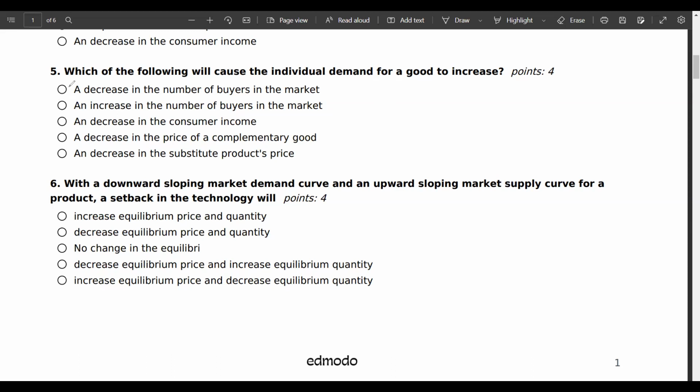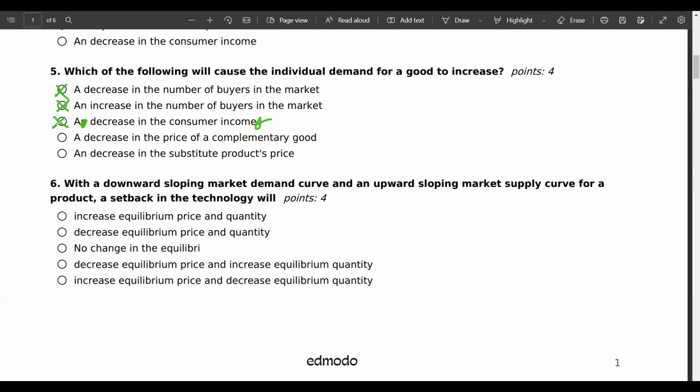Now, the first two answers are clearly talking about the number of buyers in the market going up and coming down. So that's not related to individual demand. That's directly market demand. Right. An increase in consumer income. Okay, and a decrease in consumer income, right? If one person's income drops, they would buy less. Then individual demand would decrease, not increase. So the third answer is also out.